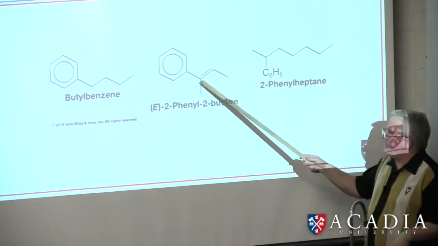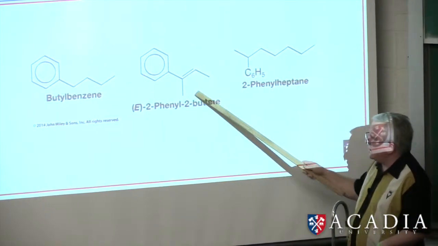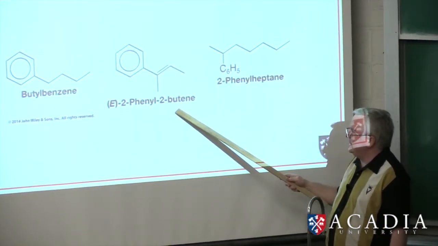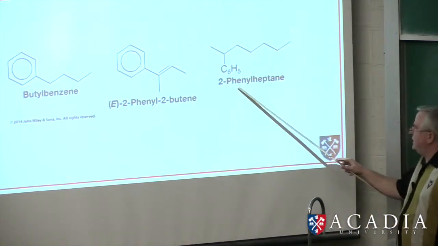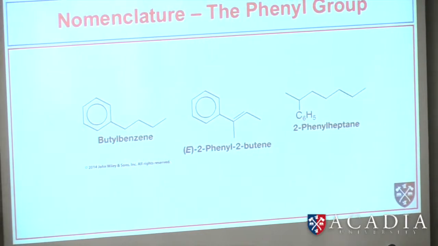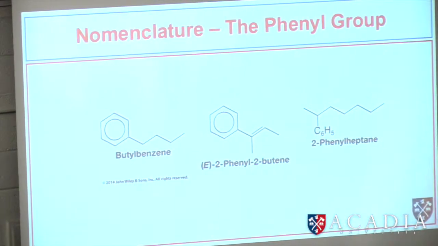Here we have to talk about where it is, and we also have to talk about the stereochemistry of this model. This is E-2-phenyl-2-butene. And here we have 2-phenylheptane. So phenyl, and if you ever get a British person talking to you, they'll call it phenyl.